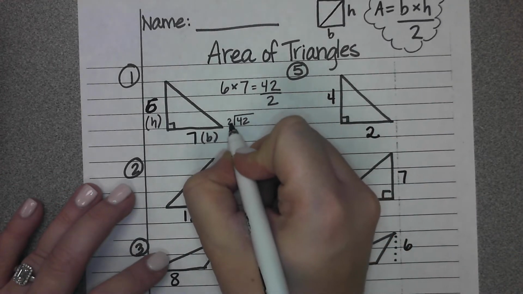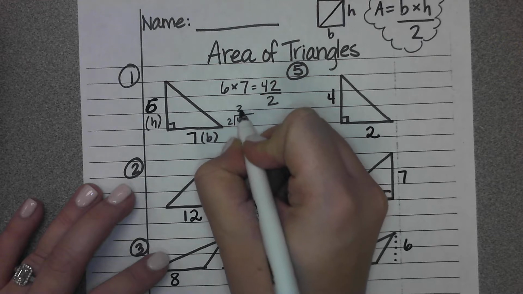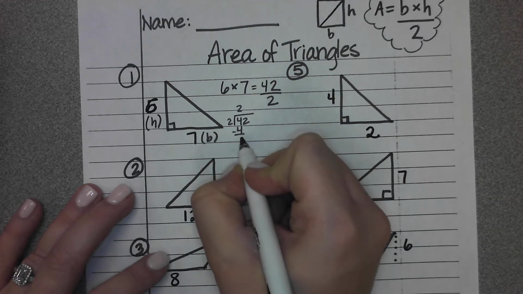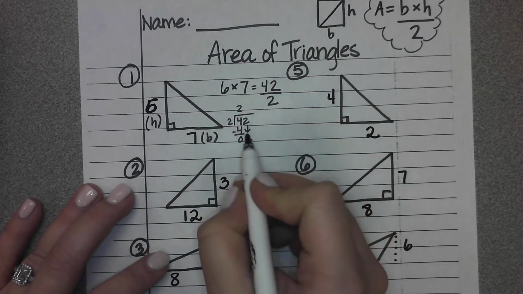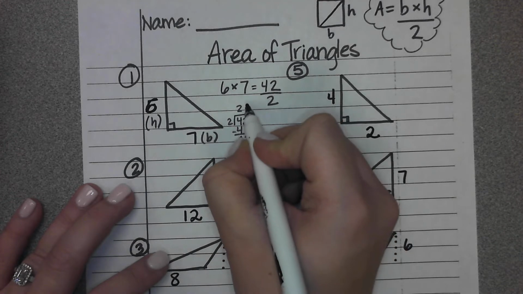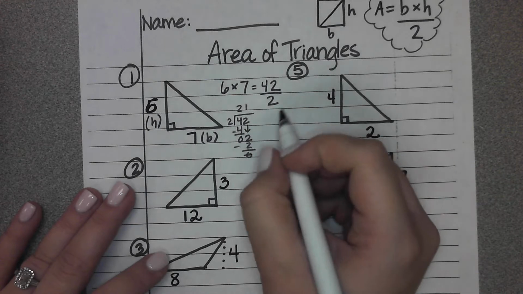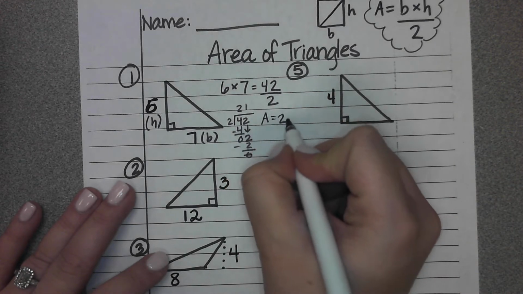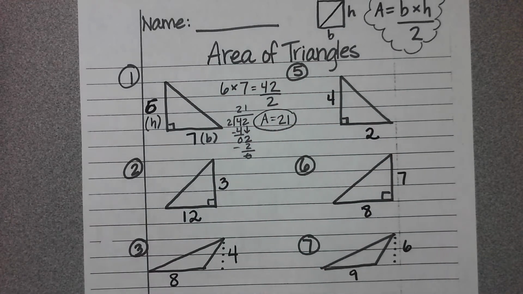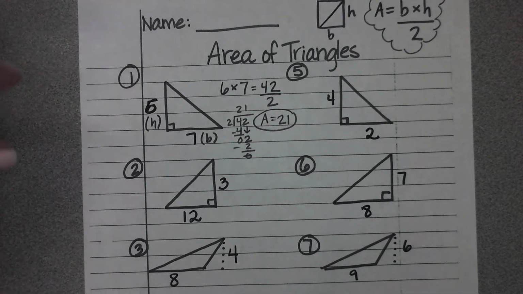42 divided by 2. 2 goes into 4 2 times, which is 4. And we bring down the 2. 2 goes into 2 1 time, which is exactly 2. So the area of this triangle is 21. And you can always pause the video if I'm going too fast. Just take your time and make sure you have everything that I'm doing, because you're going to be doing it by yourself in a little bit.